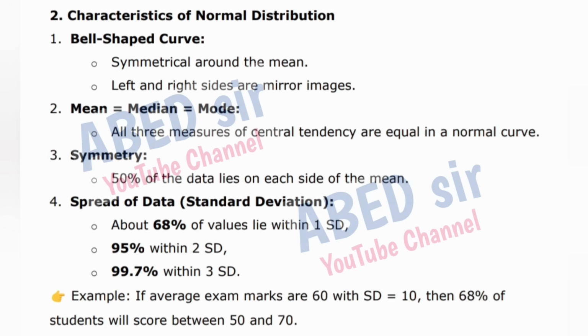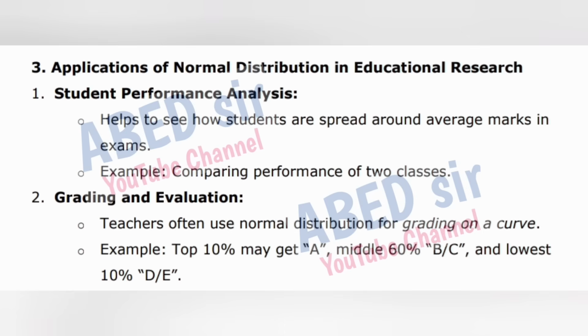95% within 2 SD. 99.7% within 3 SD. Example: if average exam marks are 60 with SD equal to 10, then 68% of students will score between 50 and 70.